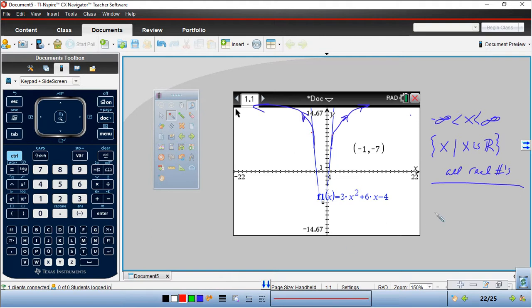Now let's go to the range. Now let's think about this. Range. That's my lowest point here. My y values are all of these above it. So you want to say, what number is that? Negative 7, right? We want y, and all the y values to be greater than or equal to that negative 7. How do you do that, sir?